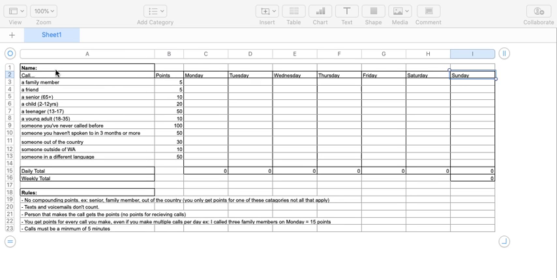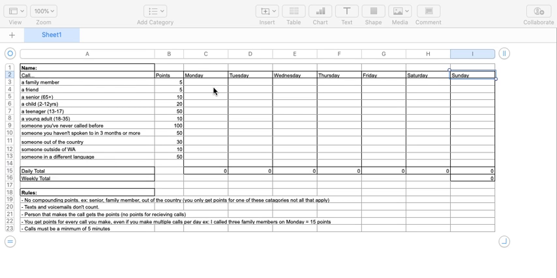On the left here, you'll see all the different types of calls you get points for during the challenge and the point values associated with those phone calls. As you can see, you can make a call to a family member, a friend, a senior, a child, a teenager, a young adult, someone you've never called before, someone you haven't spoken to in 3 months or more, someone out of the country, someone outside of Washington, or call someone in a different language. And so you get points for all of those different kinds of calls.